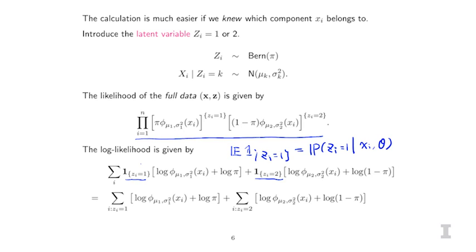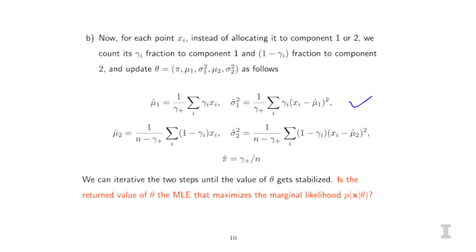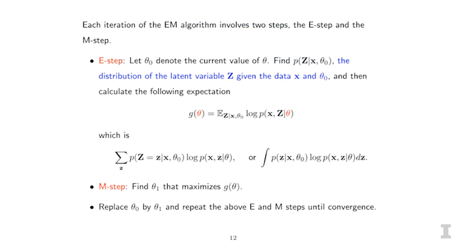You're going to find out that once we take the expectation with respect to zi, this becomes gamma i and this becomes 1 minus gamma i. And then you can work out the optimization over the mu's, sigmas, and pi, and they take this form. So the algorithm is essentially the EM algorithm.